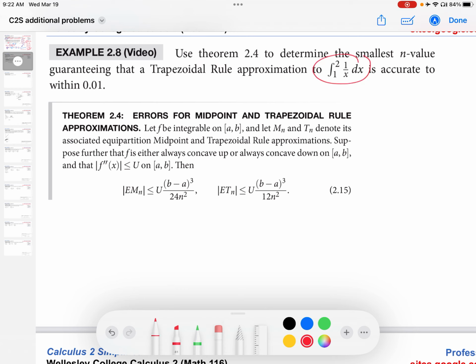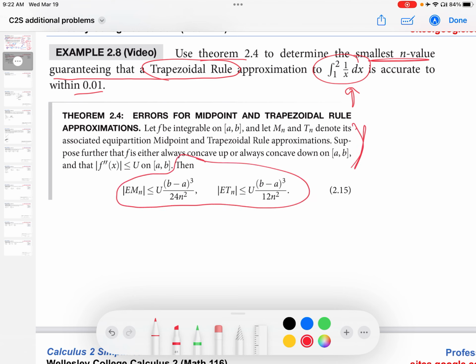So I have an integral here. I want to use a theorem to determine the smallest n value, guaranteeing that a trapezoidal rule approximation to the integral is accurate to within 0.01. Okay. First thing I'm going to do is read the theorem here. Has a few hypotheses. We will check. Those hypotheses are in here. The conclusion is everything after the then. And since we're using the trapezoidal rule, notice that here T sub n is the trapezoidal rule approximation. So we're only going to use actually this inequality when we go off and check the hypotheses.